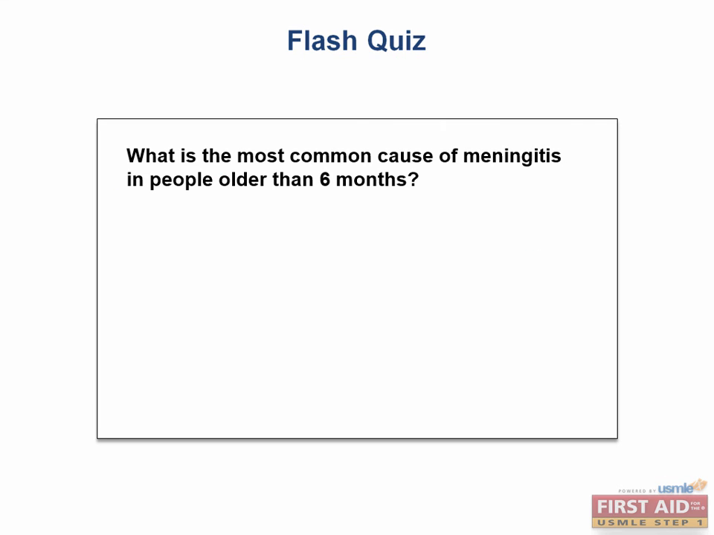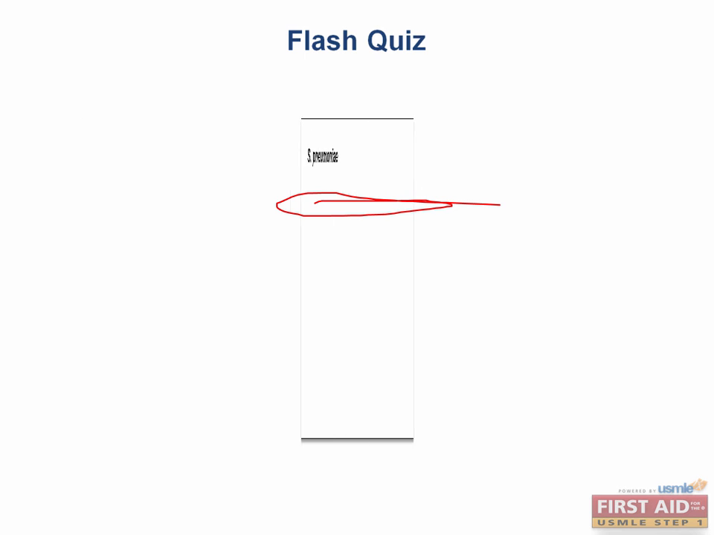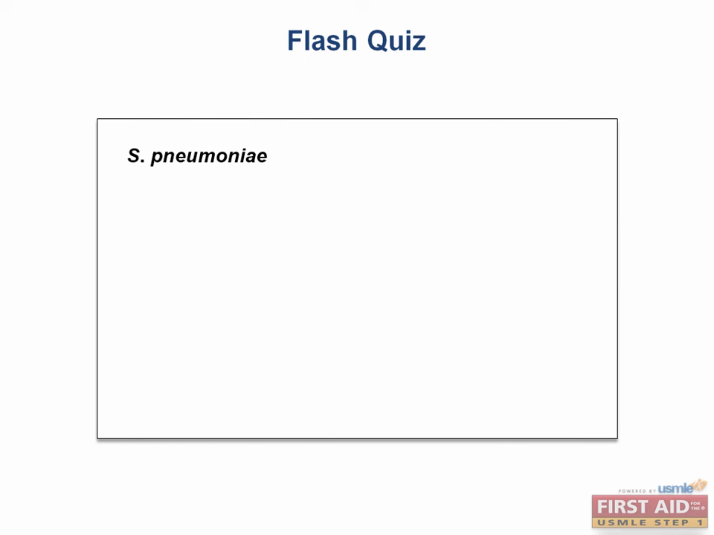Now time for a flash quiz. What is the most common cause of meningitis in individuals older than 6 months of age? I'm really trying to drill this in here. The answer is Streptococcus pneumoniae.